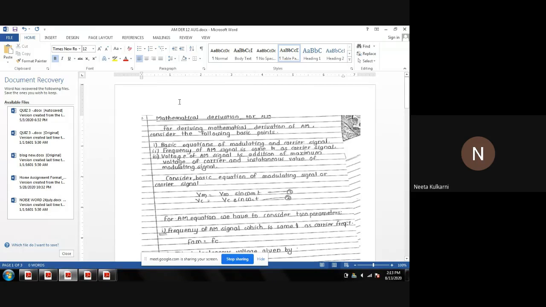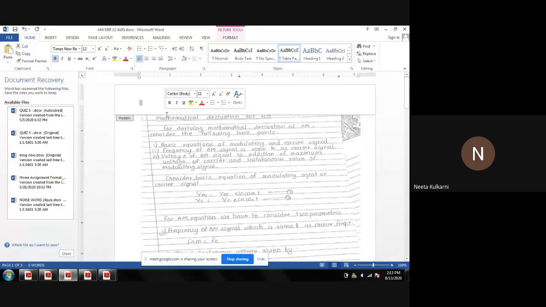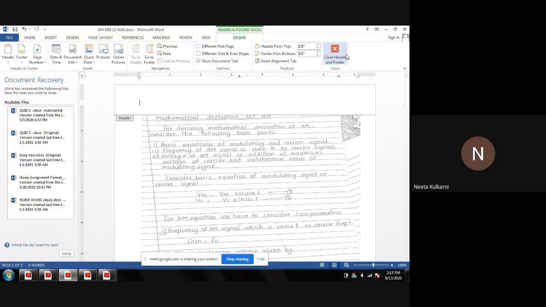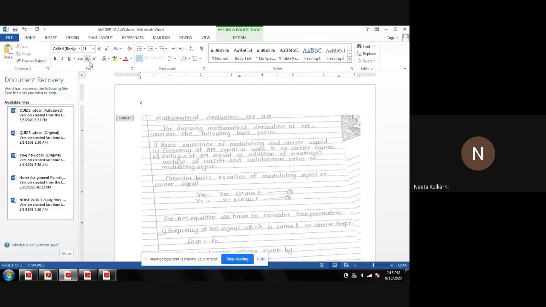Which equation do we have to write first? The modulating signal. So how do we write the voltage equation of the modulating signal? Small vm. Here the V is small and here the V will be capital. Small vm is equal to capital VM into sin omega m t.